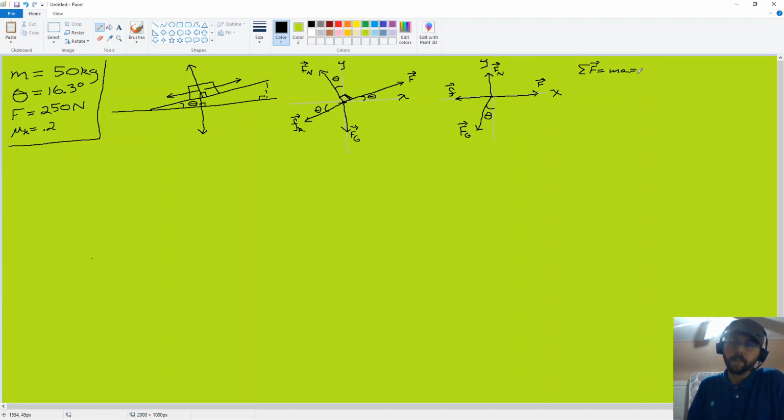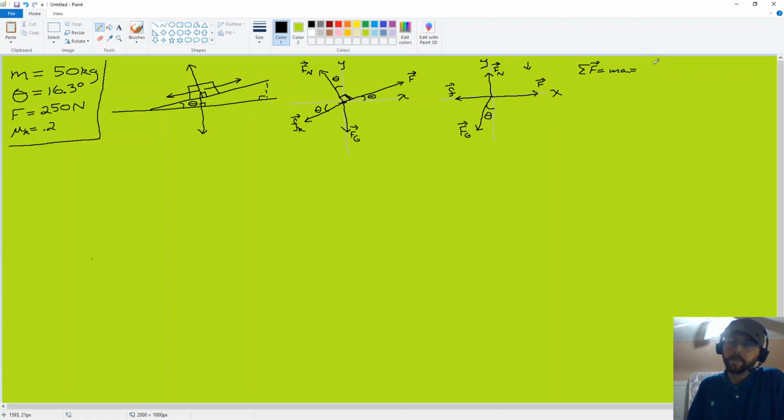So the net force in the y direction is 0, so we will have no acceleration in the y direction. We only have acceleration in the x direction, according to this plane. In this plane, we would have acceleration at an angle, so we would have y and x acceleration. But in this plane, we only have acceleration in the x direction, so we're only concerned with the sum of the forces in the x direction.